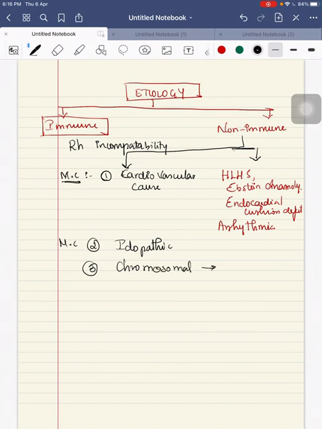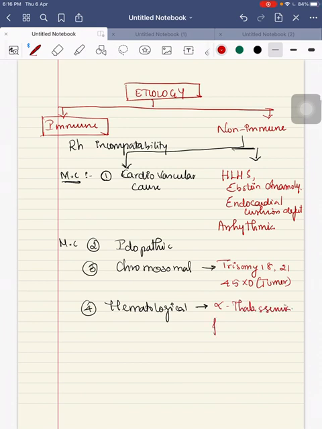Third we have chromosomal category. Among chromosomal category, it includes trisomy 18, 21 or 45 XO, that is Turner. Fourth, hematological category. This hematological category includes alpha thalassemia and feto-maternal hemorrhage.